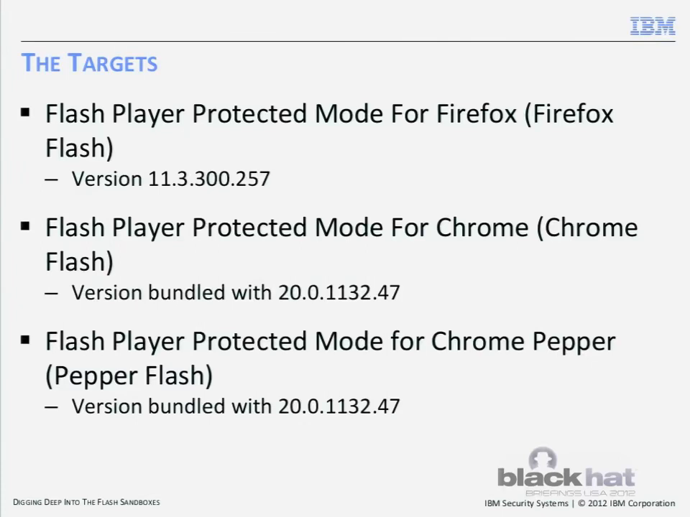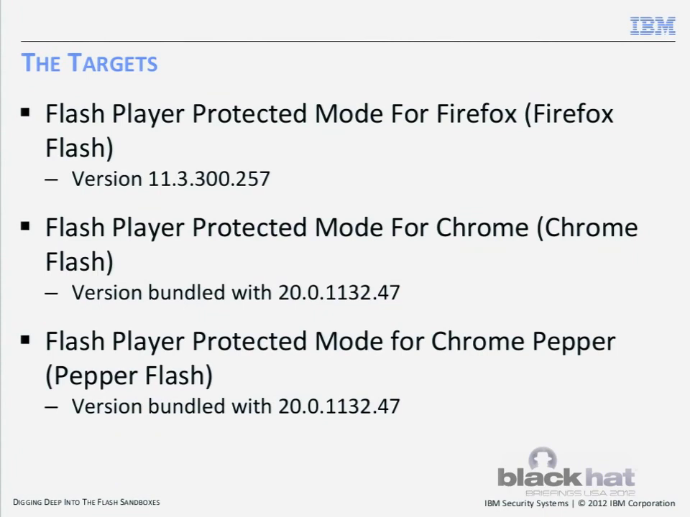Chrome Flash, on the other hand, is the current default Flash player in Chrome, and is a result of a collaboration between Google and Adobe. It's meant to be a temporary solution just until Chrome's next generation Flash player, which is Pepper Flash, is officially stable. We'll be talking about the version bundled with Chrome 20.0.132.47 in this talk.